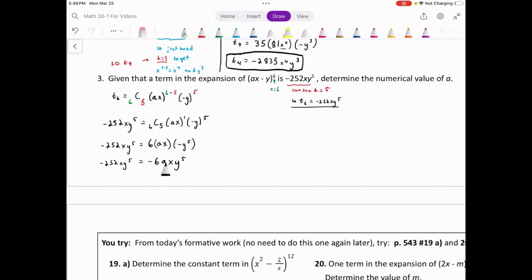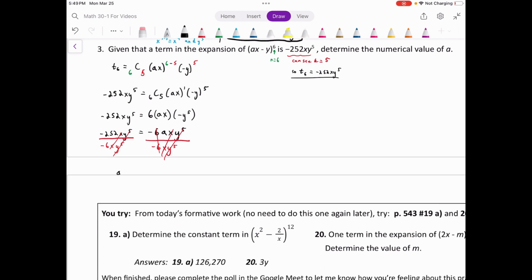Now we're solving for a. Right now a is being multiplied by negative 6 and by xy to the power of 5. So let's just divide both sides by negative 6 xy to the power of 5. Negative 6 over negative 6 is just 1, x over x is just 1, and y to the power of 5 over y to the power of 5 is just 1. Do that to this side as well. Can't just divide one side by something. And look at that. We've got x over x is just 1. Y to the 5th over y to the 5th is just 1. And that means that our a is just equal to negative 252 over negative 6.